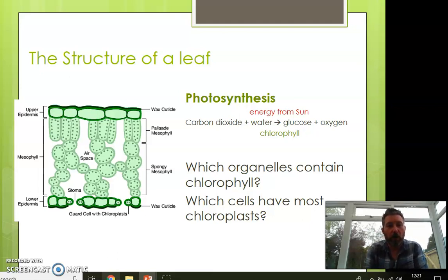So what I'd like you to do now is have a look at the second page of your worksheet. There are some questions there to do with the structure of a leaf and also the processes that take place there. So do use the information on this PowerPoint to help you with that.